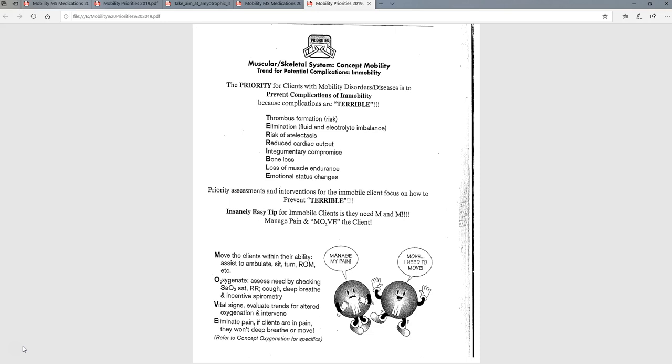Bone loss. When a patient is immobile in the bed, they're going to start having bone loss. Remember when you ambulate, you're building up bones, increasing that absorption of calcium, increasing perfusion in the body. So when they are in the bed, they can start losing their muscle and the bone, which is high risk for fall and high risk for breakdown.